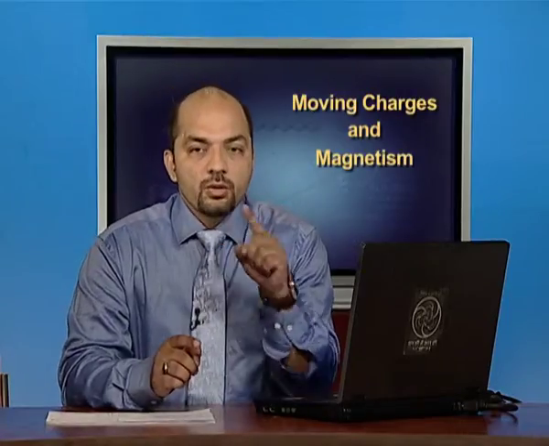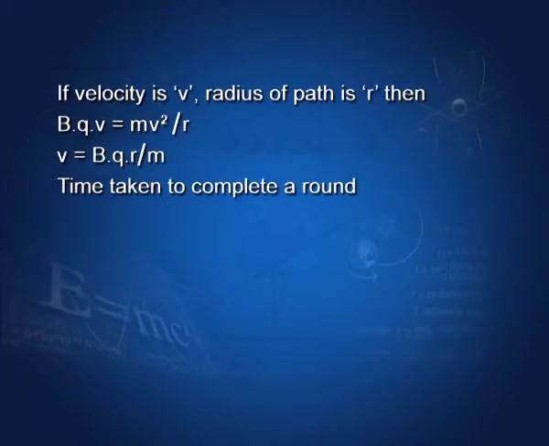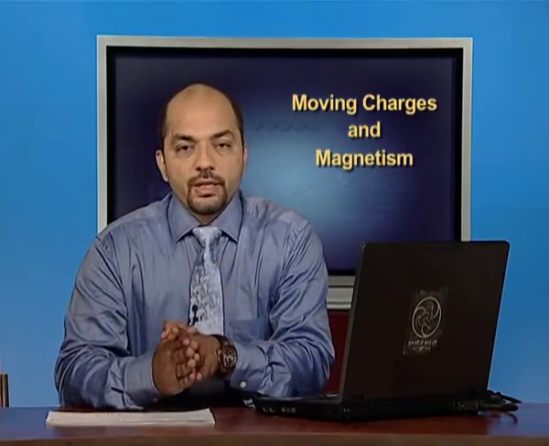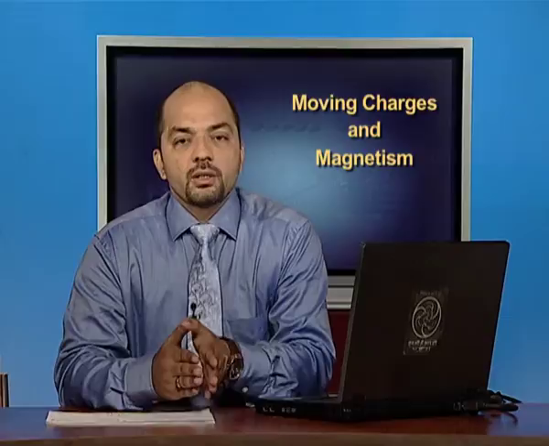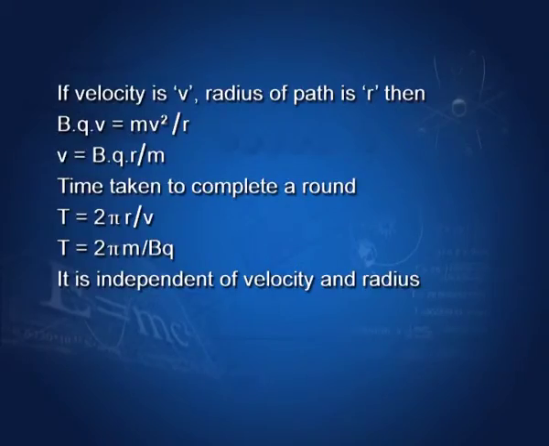So, the time taken to complete a round, T, will be equal to the distance, which is the circumference 2 pi r, divided by the velocity. Substituting the value of the velocity, we get T equals 2 pi m divided by B into q. From this expression, it is very clear that the time period is independent of the velocity of the charge as well as the radius of the path.